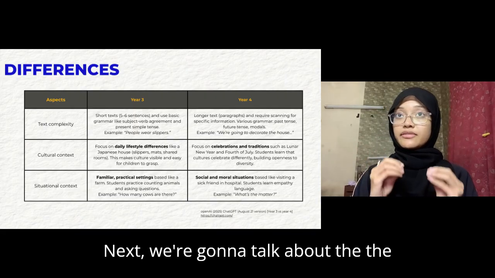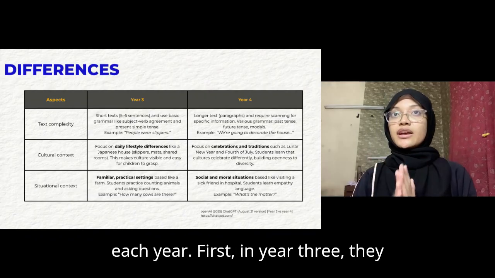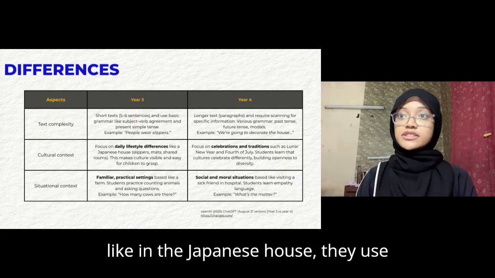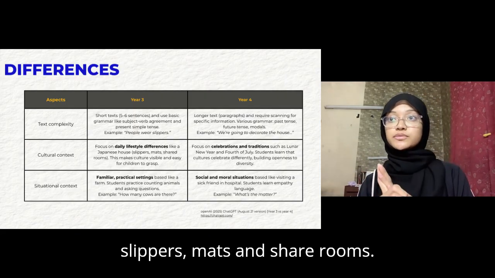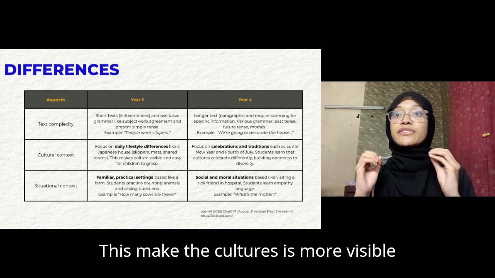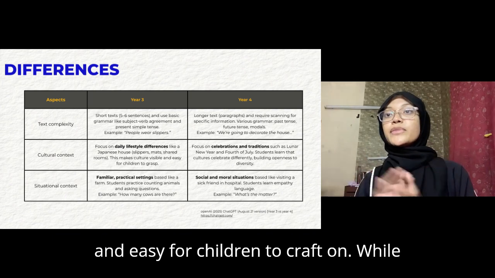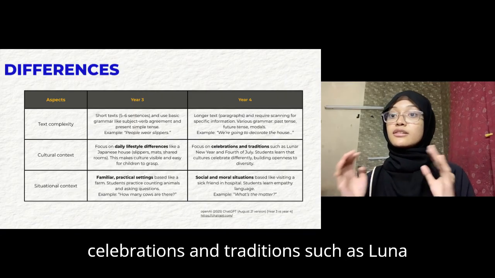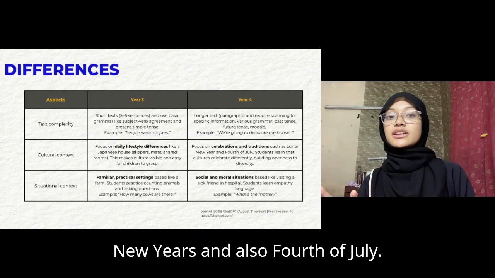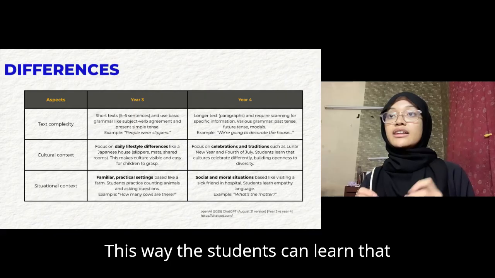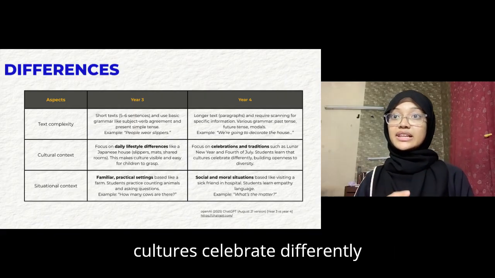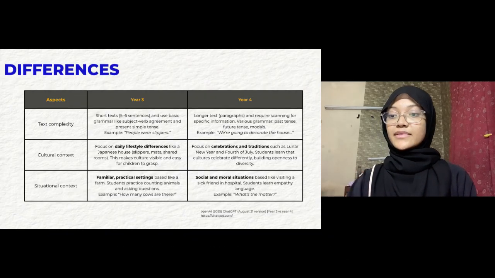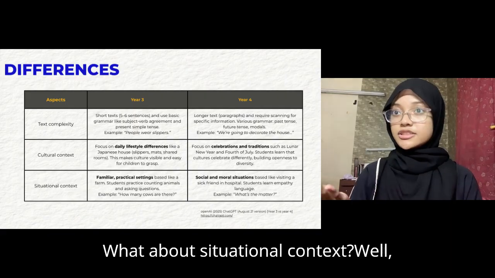Next, we're going to talk about the difference of the cultural context in each year. First, in year 3, they focus on daily lifestyle differences, like in a Japanese house, they use slippers, mats, and share rooms. This makes the cultures more visible and easy for children to grasp. While in year 4, they focus on celebrations and traditions such as Lunar New Year and also 4th of July. This way, the students can learn that cultures celebrate differently, and at the same time, it builds openness to diversity. What about situational context?